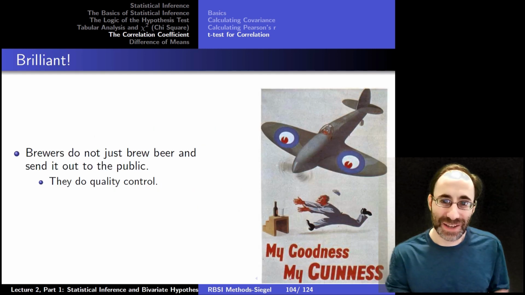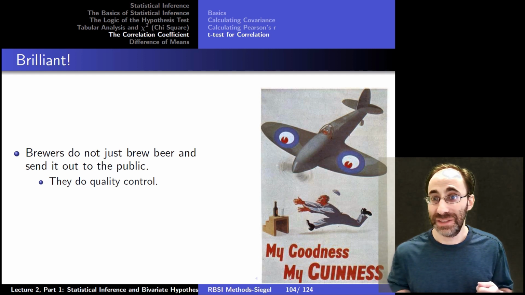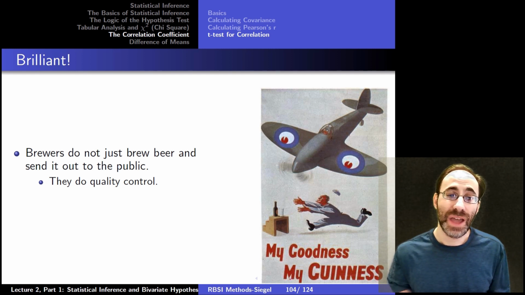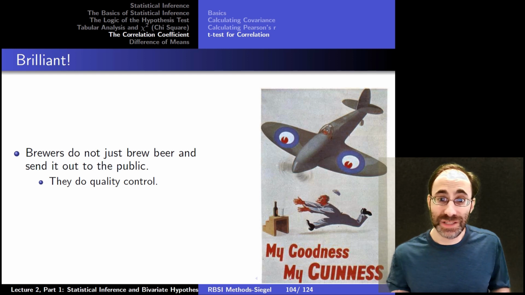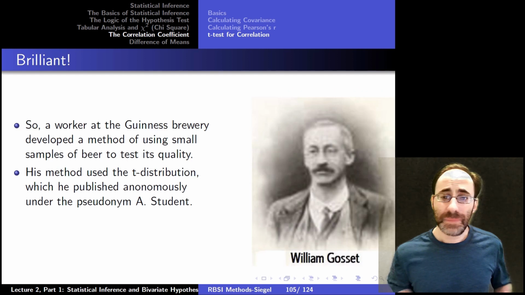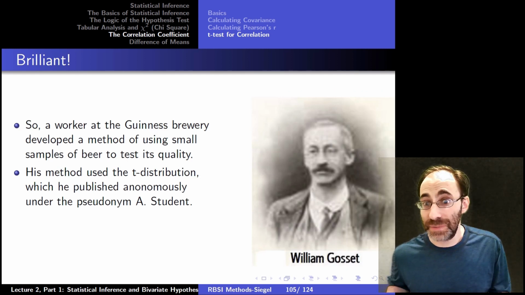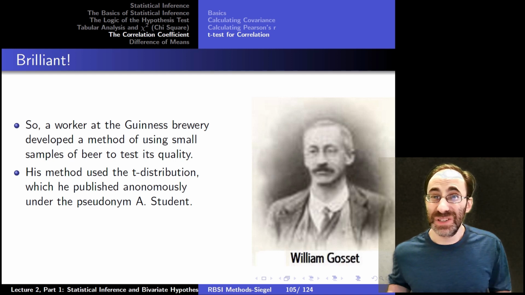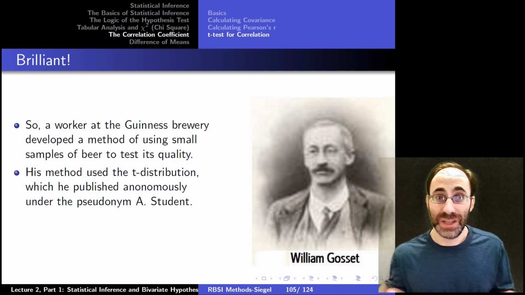Before we do that, a quick aside, it's kind of fun. It turns out that the origin of the t-distribution that we're going to use here, student's t, actually comes from beer measurements. You might or might not know, brewers don't just brew beer, they have to actually test it to see if it's good before sending it to the public. So they do quality control. A worker at a Guinness brewery came up with a method to use small samples of beer to test its quality. His method used a distribution called the t-distribution, which he published anonymously under the pseudonym A Student. So that's where student's t comes from.